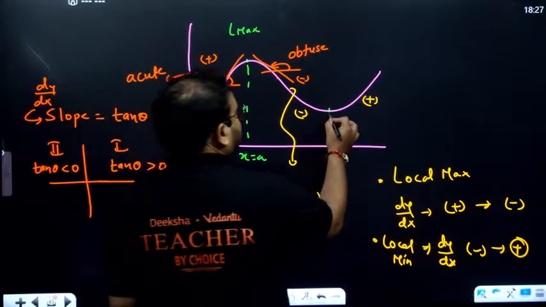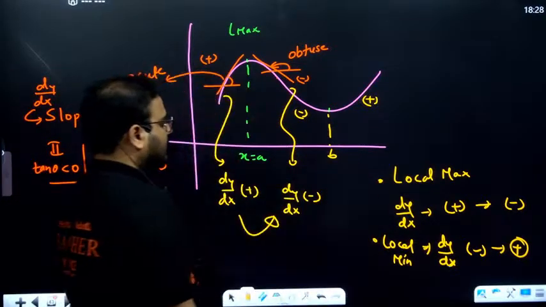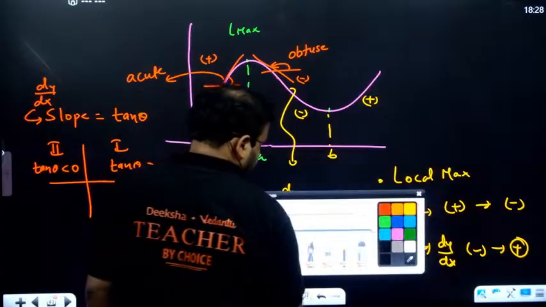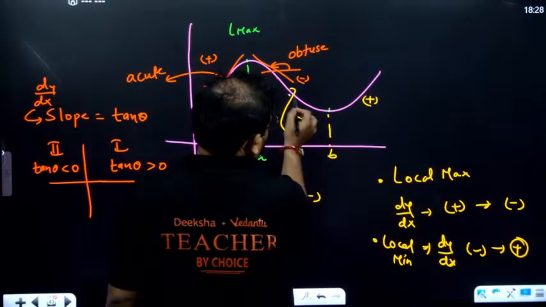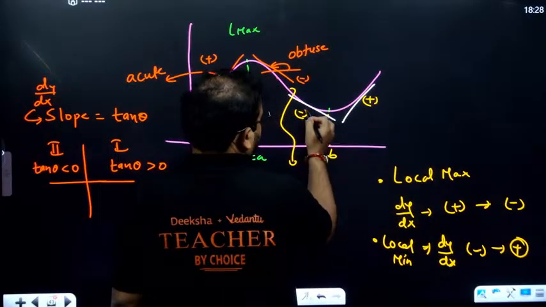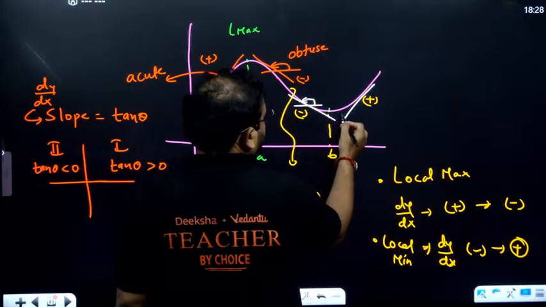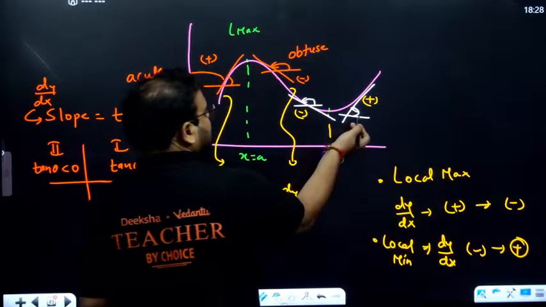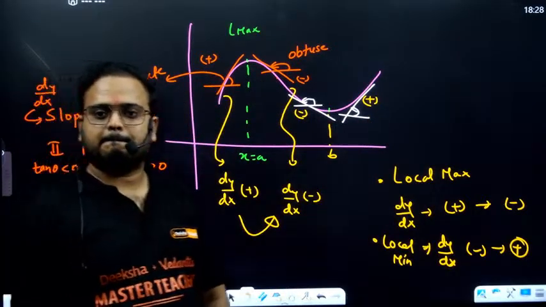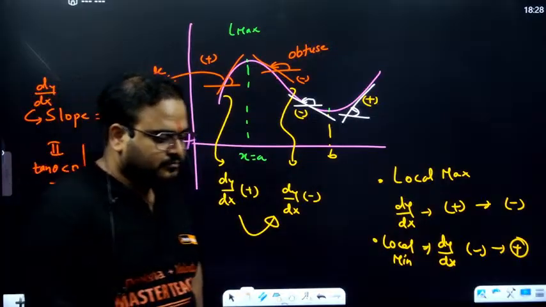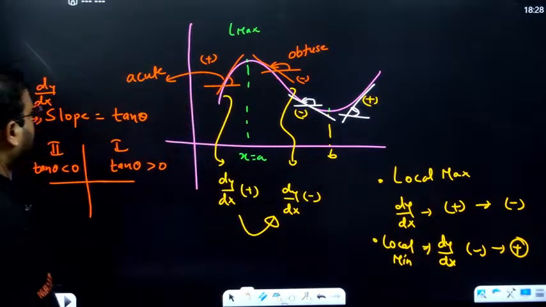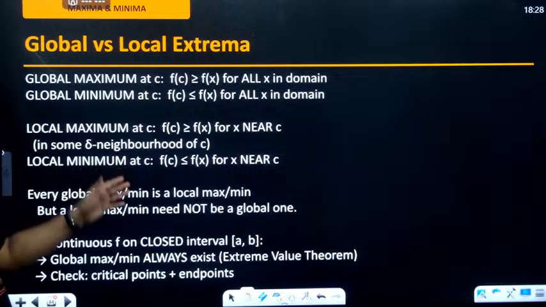This is my local minima, right? At the point B. Look at the slope. If I want to draw it over here, just to show you. Look at the slope here and here. This will be an acute angle, this is an obtuse angle, this is again an acute angle. So minus and plus. Right? Clear? Okay. Now, same thing.